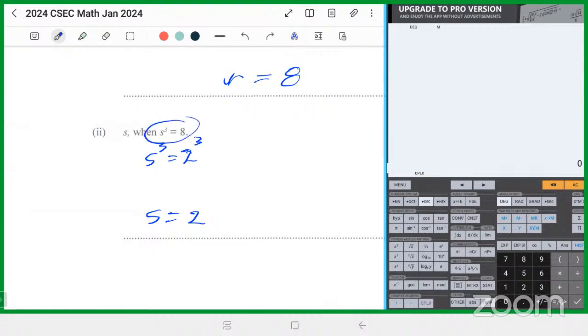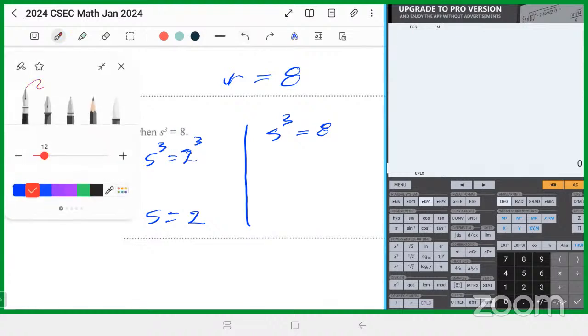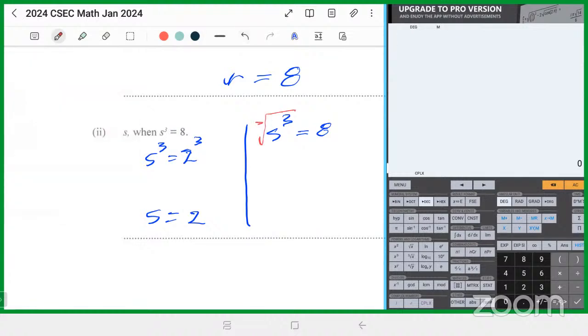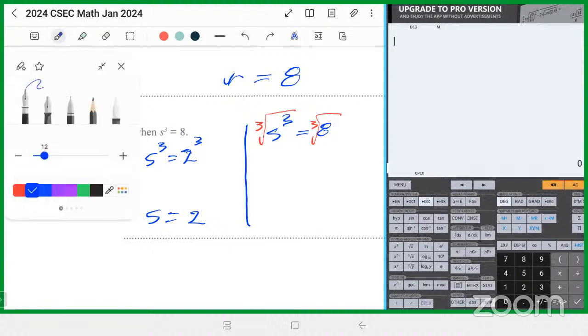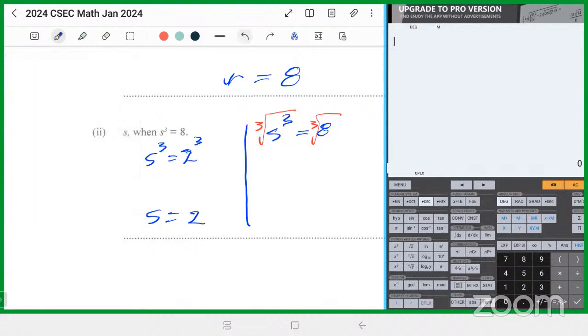But another way to do this question is to write it again, s cubed equals 8. And so to get rid of that cube, we could cube root both sides. So we could cube root this side and cube root the right side, because the inverse of this cube is cube root. So these would cancel and leave us with s as the subject. And then the cube root of 8 is 2. So this side will become s, and the cube root of 8 is 2.